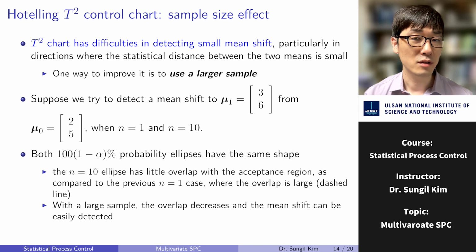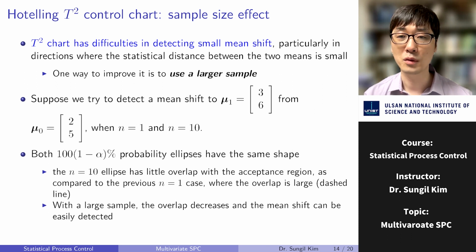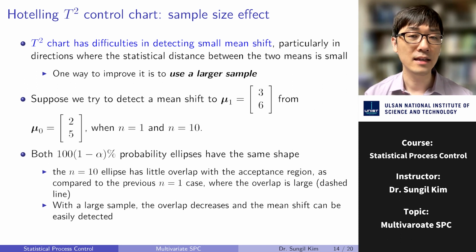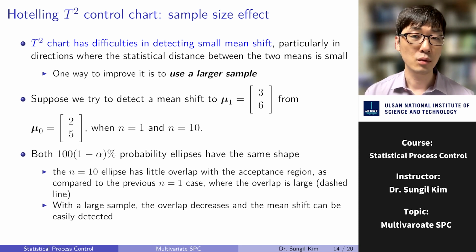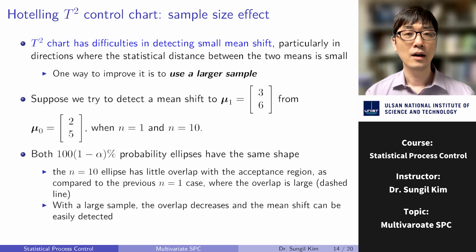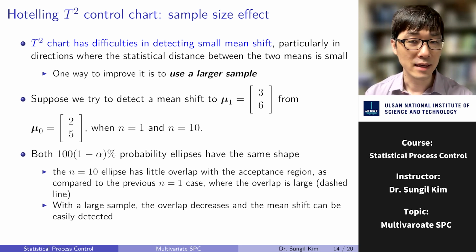Similar to the Shewhart control chart, the Hotelling's T-square control chart also has difficulties in detecting small mean shifts, particularly in directions where the statistical distance between the two means is small. One way to improve it is to use a larger sample. Let's discuss the sample size effect in the Hotelling's T-square control chart. Here is an illustrative example.